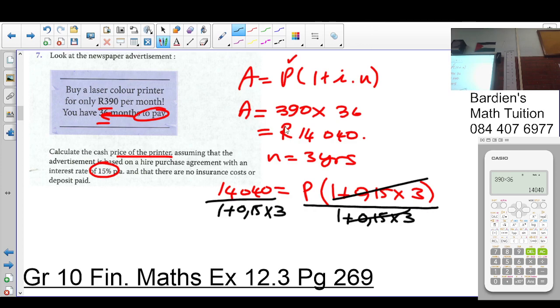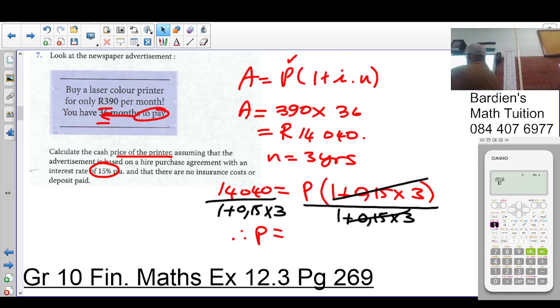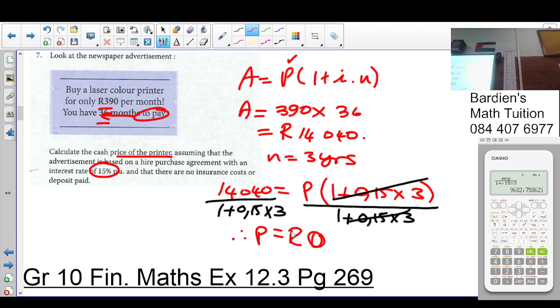Of course, that cancels. So therefore, P is equal to 14,040 rand over 1 plus 0,15 times 3. That gives me an answer of 9,682 rand and 76 cents. Okay. Any confusion there?